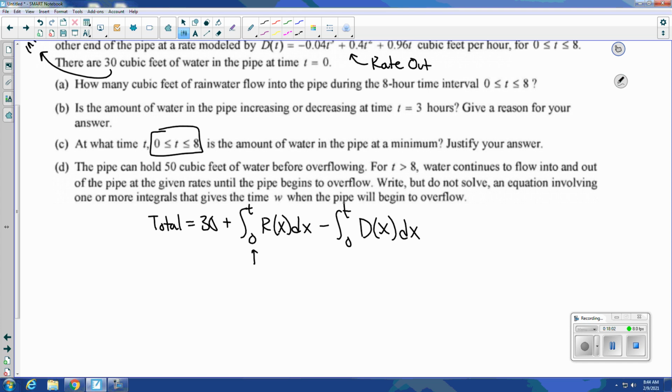We have dummy variables that don't match the variable for the function. So the x's don't match the t's. Now, this one also starts at 0 because at 0, that's when the rate out occurs. So if the rate out started at 3, well, we would want to put a 3 there. Okay? So when do the rate in and the rate out start? That's what the lower bounds of your integrals are going to be.